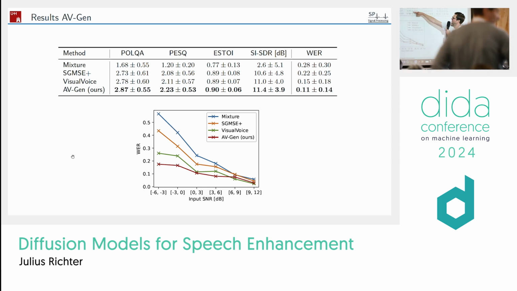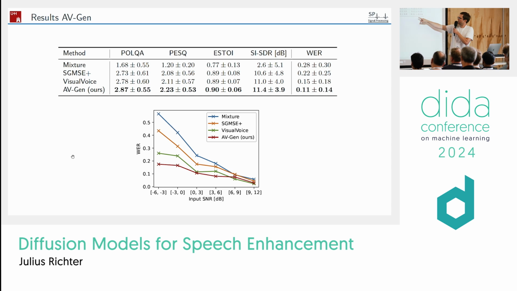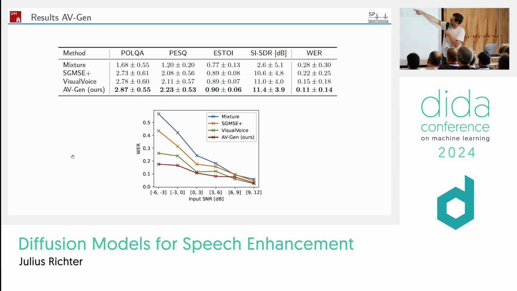Intelligibility in this metric is not really improved so much. You can question this metric a bit, but then really if you measure the word error rate, you see we drop by more than 10% from audio only to audio visual.